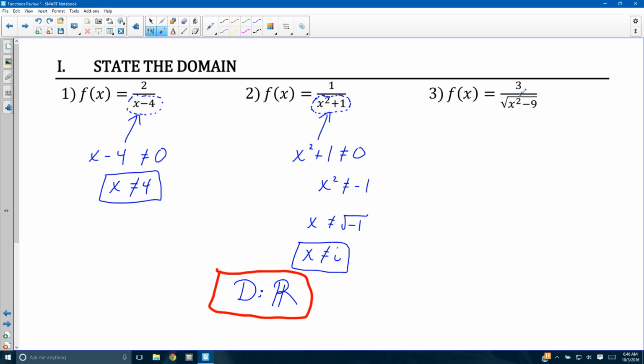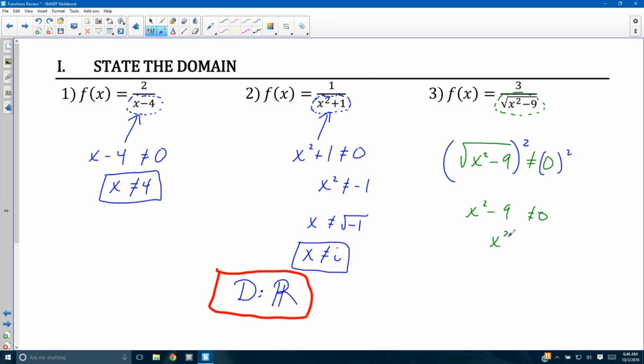Finally, f of x equals 3 over square root of x squared minus 9. Once again, taking a look at that domain and saying, hey, can't make it 0. There's also something else, and I'm going to get to that in 1 second. But the square root of x squared minus 9 sure can equal 0. If I square both sides here, then I'll just get x squared minus 9 on the left, and I'll still have 0 on the right. So x squared minus 9 cannot equal 0.